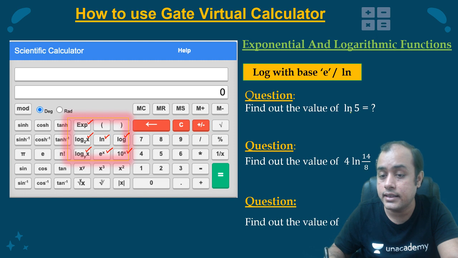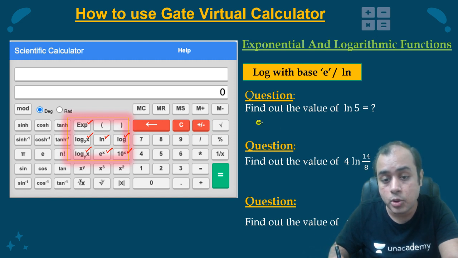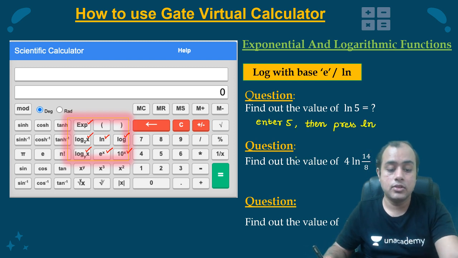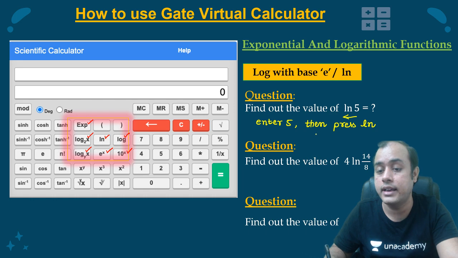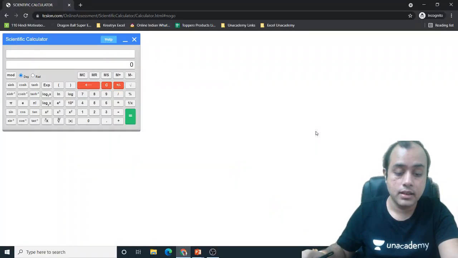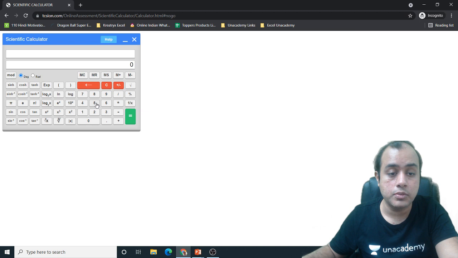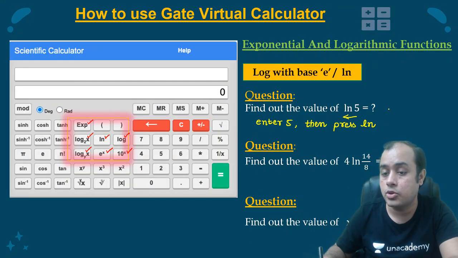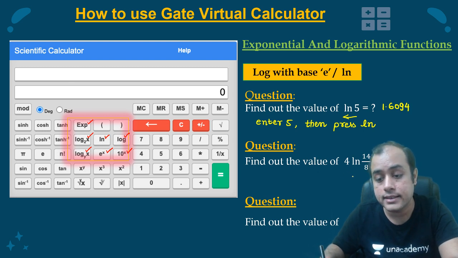So first thing is log 5. The process that you need to follow, you need to enter 5 and then press ln. Okay, so let me show you. First I will enter 5, equal to, then I will press ln. It is coming out to be 1.6094.